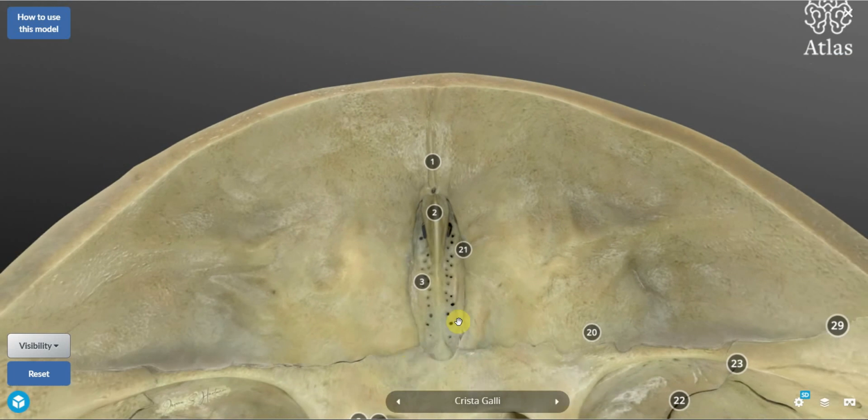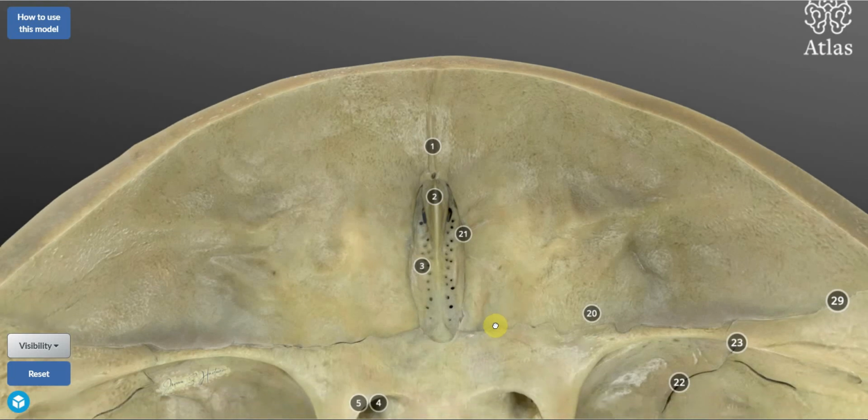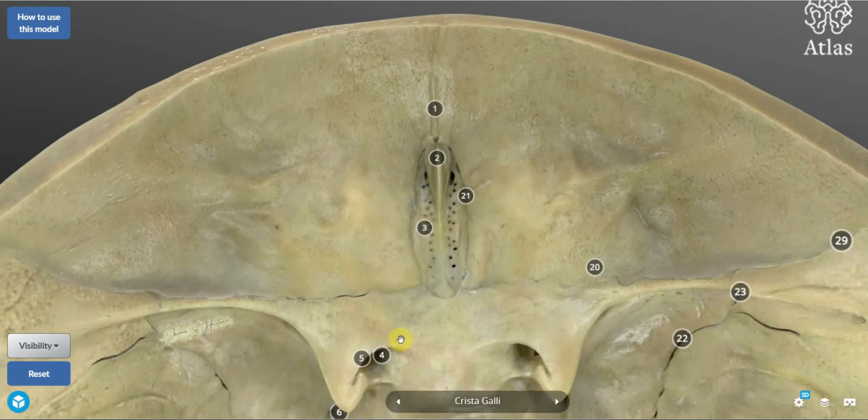Posterior to the cribriform plate of the ethmoid, we come across this smooth portion here which belongs to the superior surface of the body of the sphenoid bone, and it is called the jugum sphenoidale. This part separates the sphenoidal sinuses from the anterior cranial fossa.